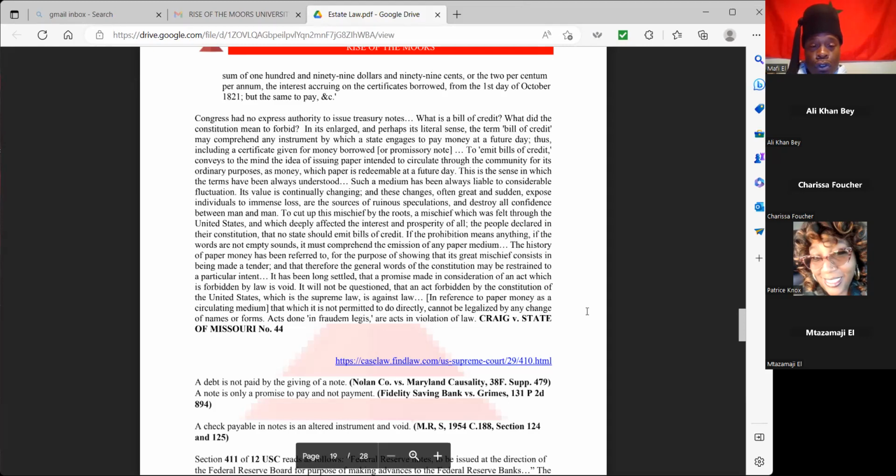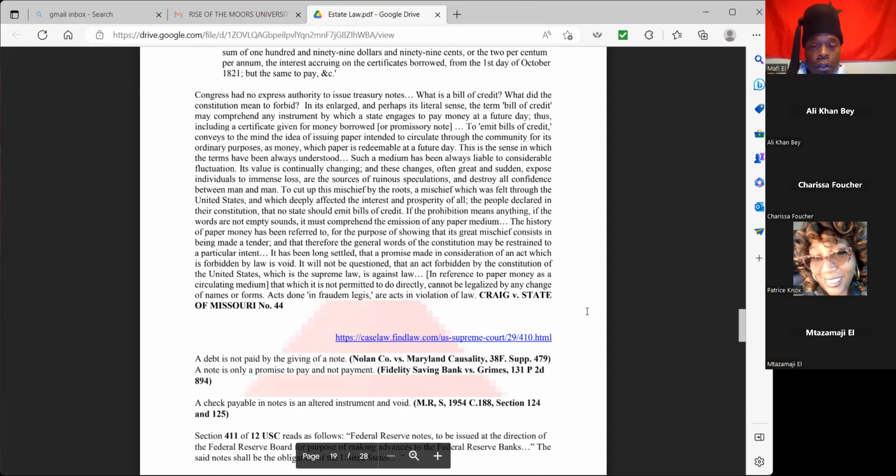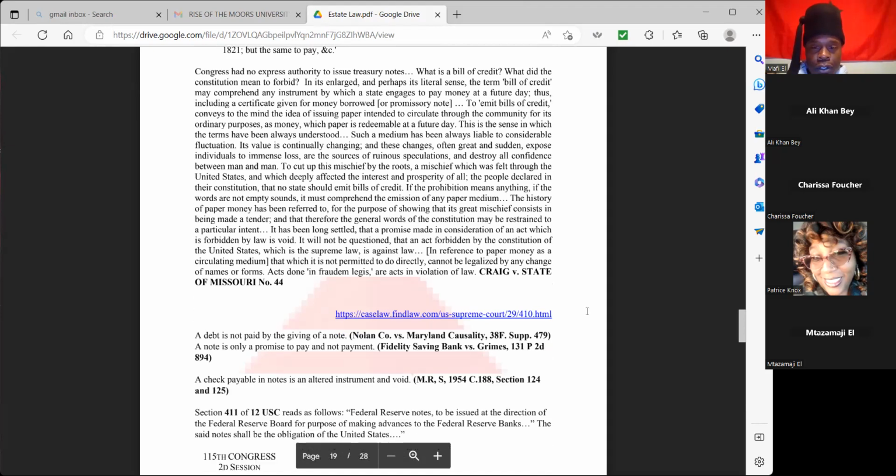Craig versus State of Missouri is a court case you can reference to support the fact that it was ruled that paper money is not lawful money, to summarize.